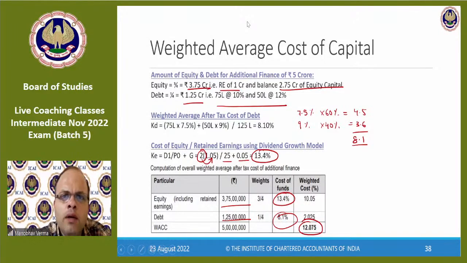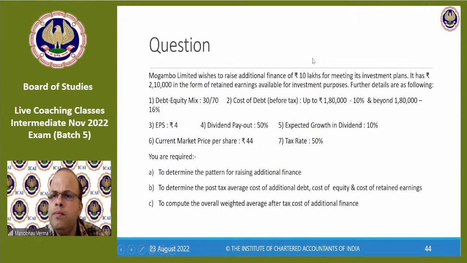Okay, so let's move on to the next question then. Question on the screen with Mogambo Limited. Seems to be a villain of some Indian Bollywood movie, right? Mogambo Limited. So I think Mogambo was some kind of a villain in some kind of a movie. I'm sure you guys might know that. I think it will be equally appreciated that you know the chapters you studied 1 month back.